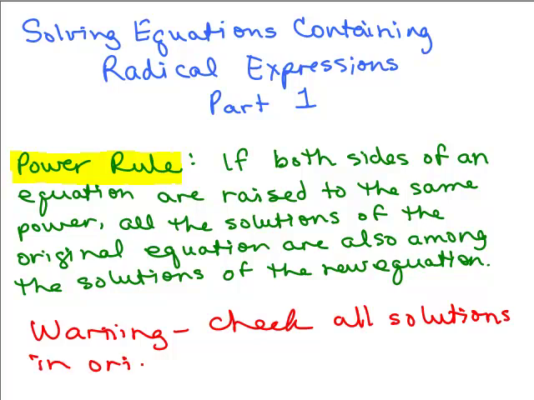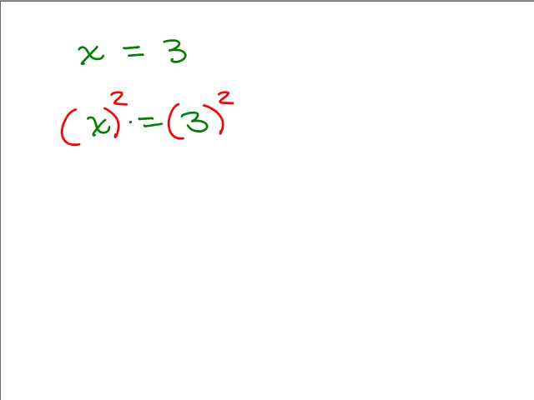Because you might come up with something that is a solution to our new equation that wasn't really a solution to the original. So let me show you an example. Let's say we've got x equals 3. Now, let's take and square both sides. So you can see me doing this. Let's square both sides. So now I've got x squared equals 9, for instance.